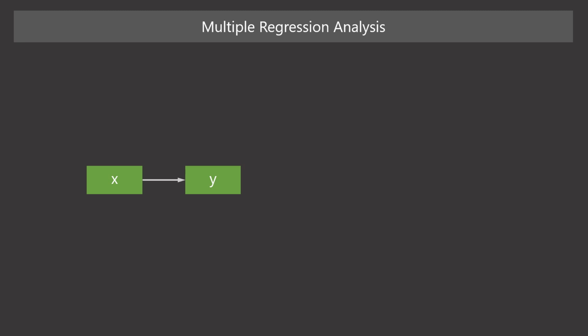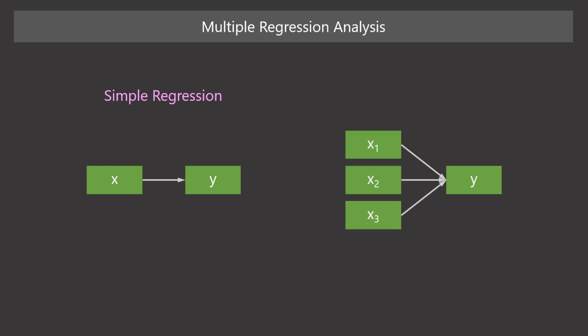Regression analysis we have seen so far have only one independent variable. They are called simple regression analysis. But in many real cases, a dependent variable depends on multiple factors. So, regression model should contain two or more independent variables. Regression analysis that contain two or more independent variables are called multiple regression analysis.